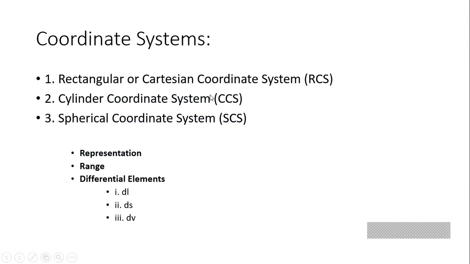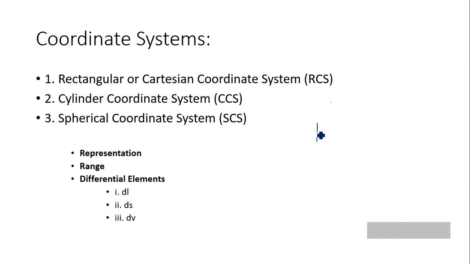I would like to talk about the coordinate systems. Friends, we have three coordinate systems. One is the rectangular or Cartesian coordinate system, the second is the cylindrical coordinate system, and the third is the spherical coordinate system. I have designed a model for these coordinate systems by my own creativity, and I would like to show you that.